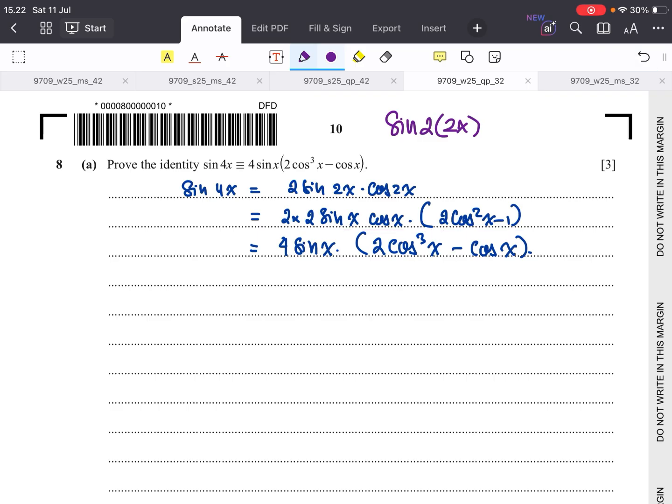And then this one becomes 4 sin x. And then we multiply cos x one by one with this one. So it will be 2 cos cube x, and then this one becomes cos x. So we have shown that sin 4x can be written into this form.